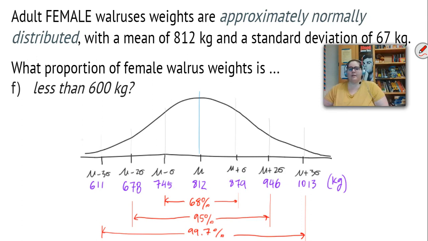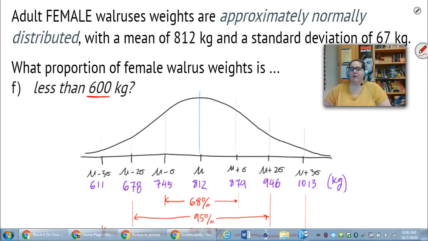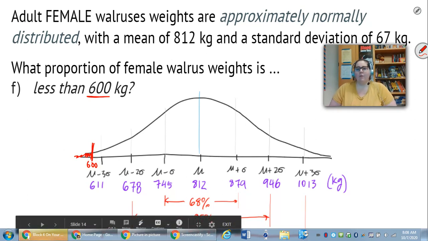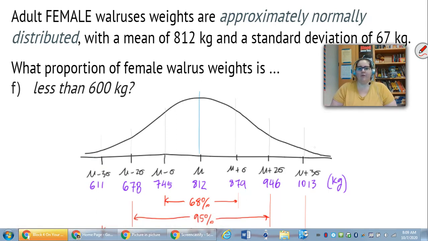So this question asks, what percent or what proportion of female walrus weights is less than 600? Well, 600 is not one of my perfect, nice standard deviation numbers. 600 is less than 611. We're way down here now. So I could estimate based on where that is. I could use the 68, 95, 99.7 rule, figure out what proportion is less than 611, and then I could say, well, it's less than that because it's a smaller area. But if I want to find an exact answer, I'm going to have to use some other method of figuring this out. Okay?